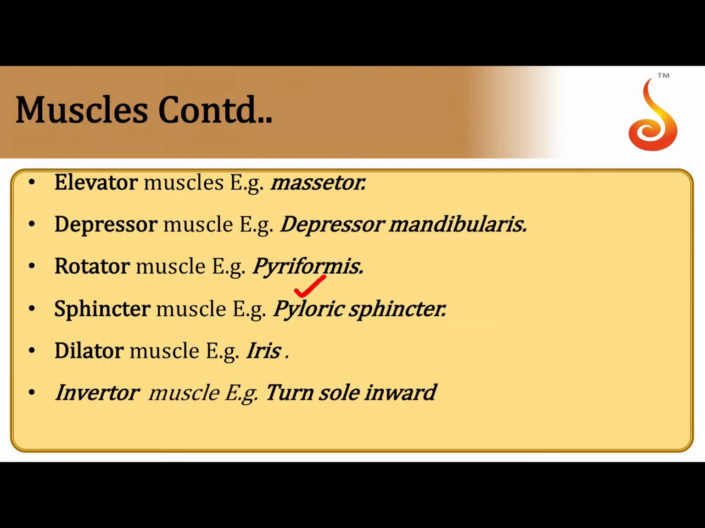Then we have inverter muscles. You can also exhibit an inward movement of the sole of your feet, and that is brought forth by the inverter muscle. And an outward movement of the sole of your feet is also brought forth by your everter muscles. So these are the different types of muscles depending on their action.